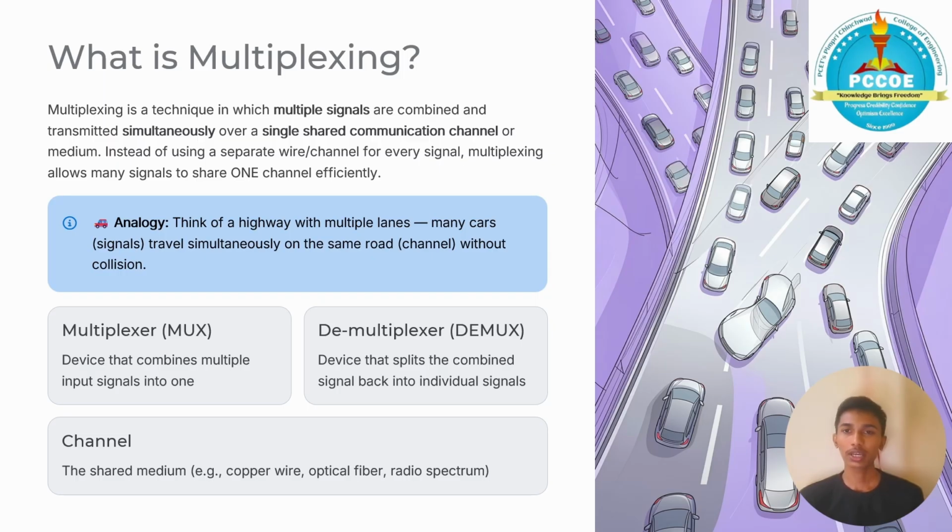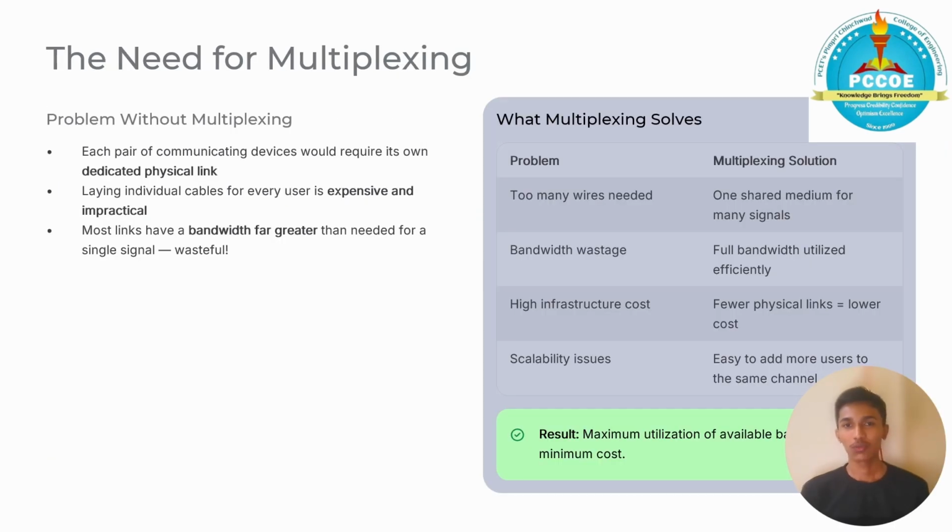The device that combines these signals is called a multiplexer or mux. The device that separates them back at the other end is called a demultiplexer or demux, and the shared path between them is called a channel. Now the obvious question is, why do we even need this? Imagine there are 100 users who want to communicate. Without multiplexing, you would need 100 separate physical cables, one for each pair. That is extremely expensive and completely impractical.